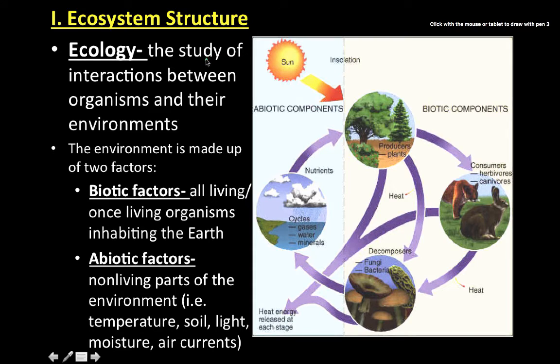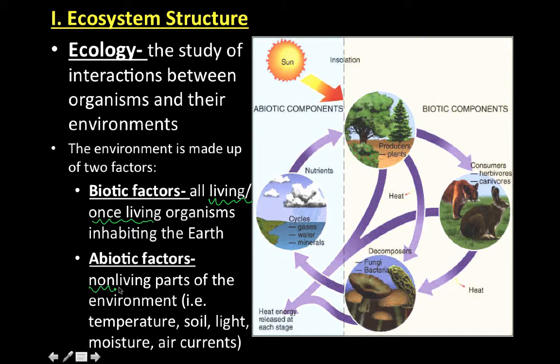To begin with ecosystem structure, we're going to start with some really overarching definitions of ecology and biotic and abiotic factors. So ecology is the study of interactions between organisms and their environments. There are two major factors that we look at when we determine these interactions. We'll look at biotic factors, which are simply the living components and once living components of an ecosystem. Abiotic factors are the non-living parts of ecosystems.